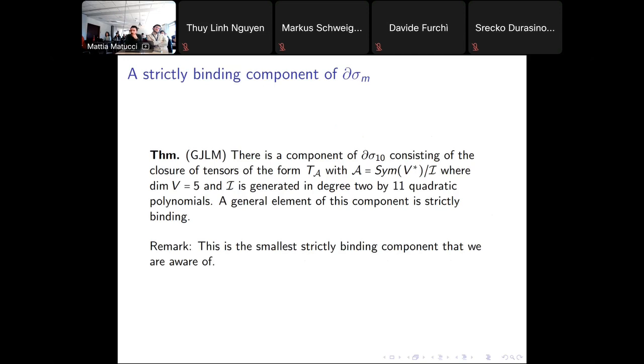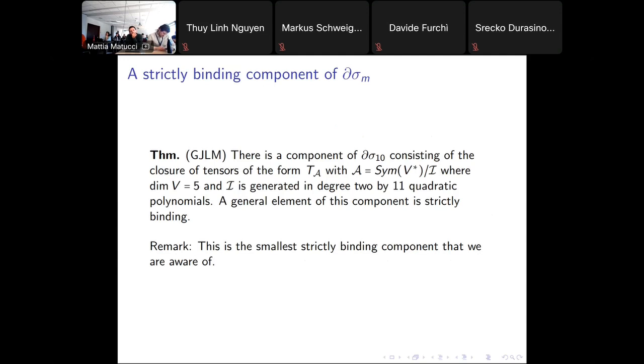The quadratic equations, they are related to the commutation. No, this is just the smallest example. This is the smallest example where you get enough minimal border rank binding tensors to fill out an entire component of the boundary. Of course there were strictly binding minimal border rank tensors in the lower dimension, but they were far from the surface. They were far from the interior. Here, you get an entire component of the boundary where every element is strictly binding.